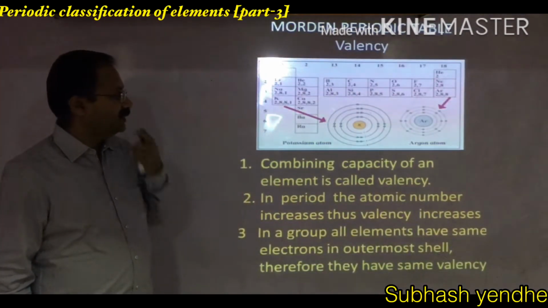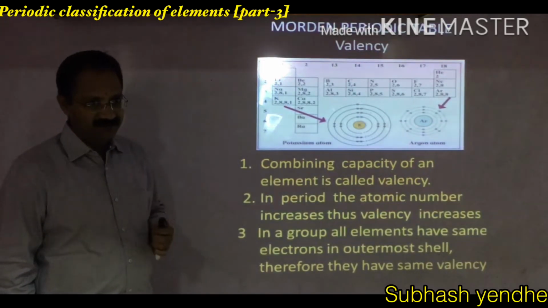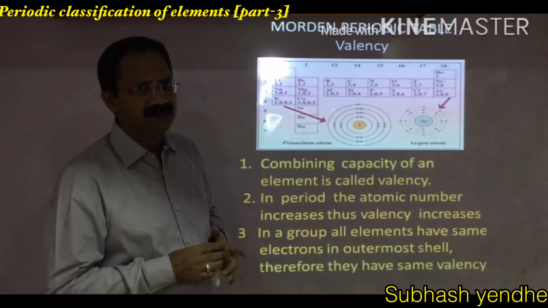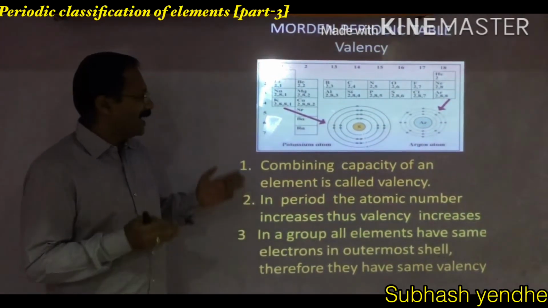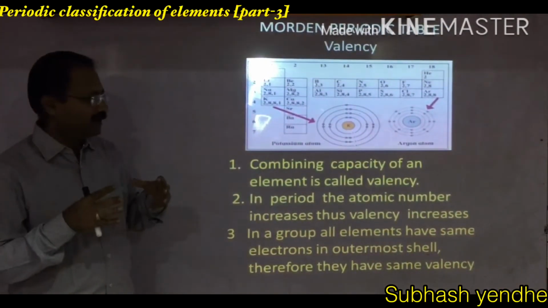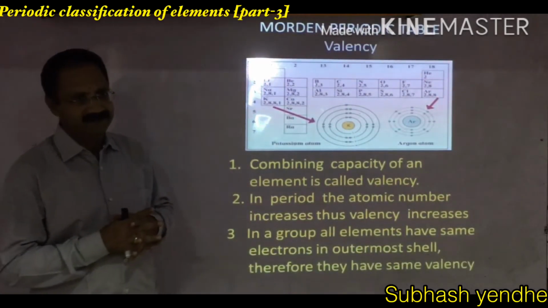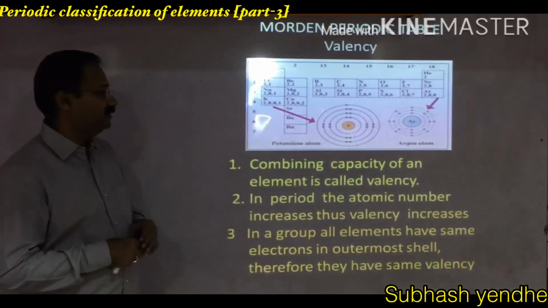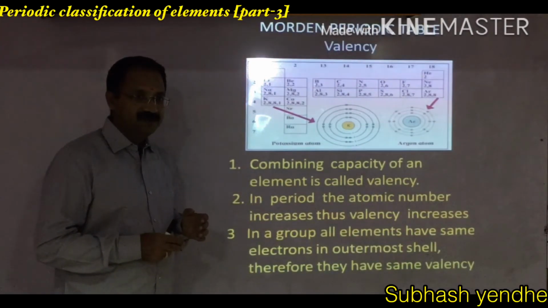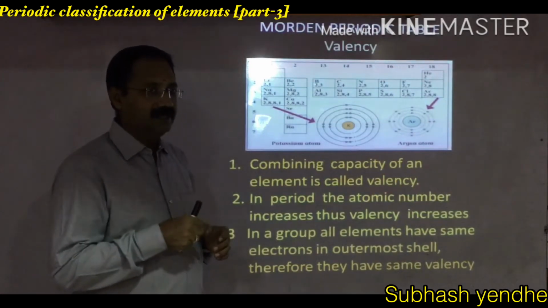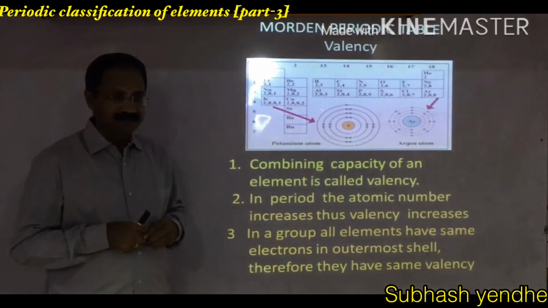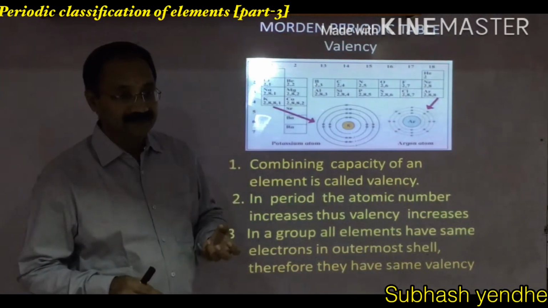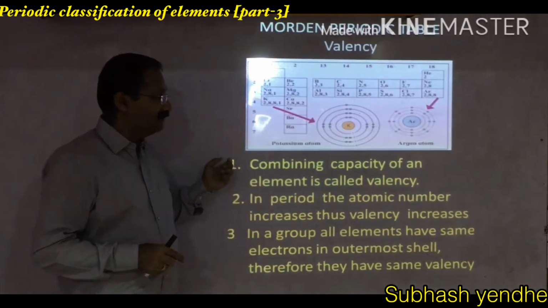And now the last point of this one is the valency. You have studied about that valency. What is valency? Valency is nothing but the combining capacity of the elements. Definition you have seen: combining capacity of an element is called valency. There is another definition of the valency: to complete the octet, how many electrons they need, and that is called valency.